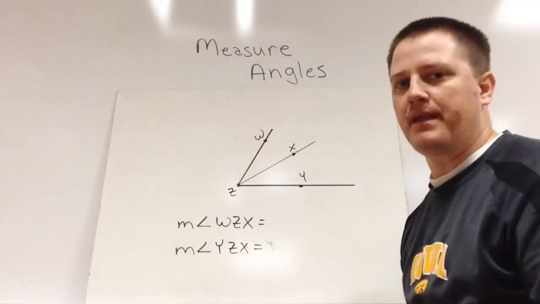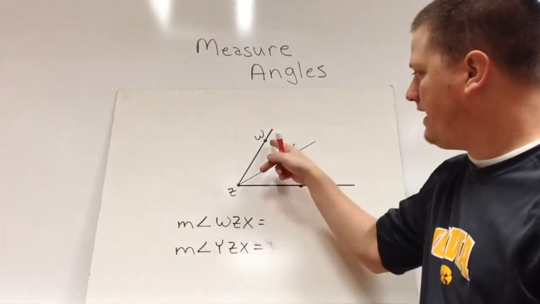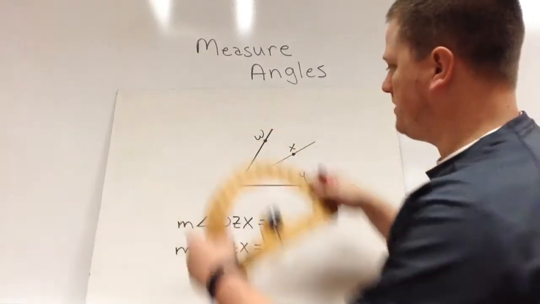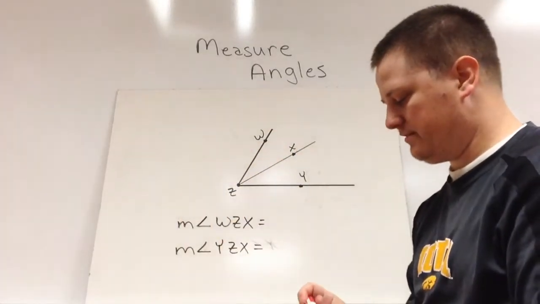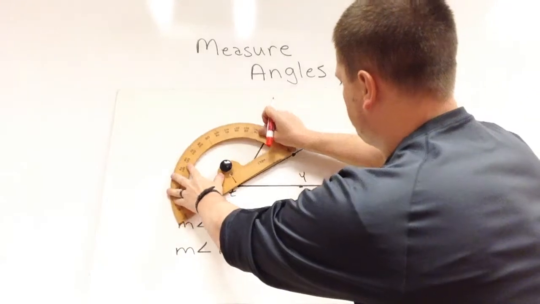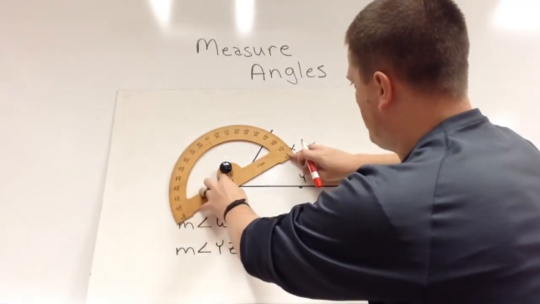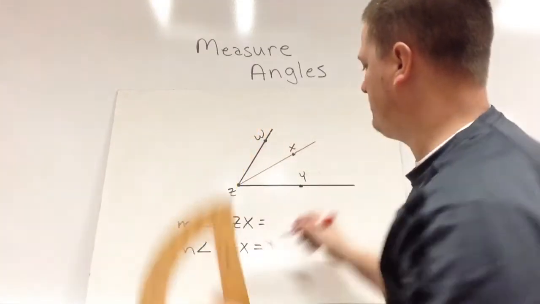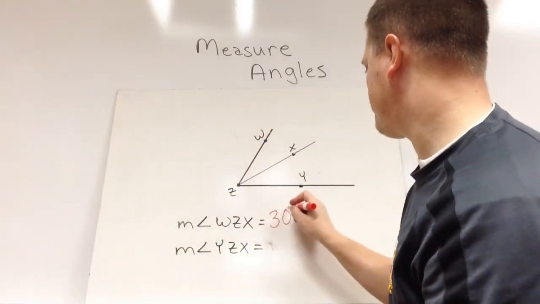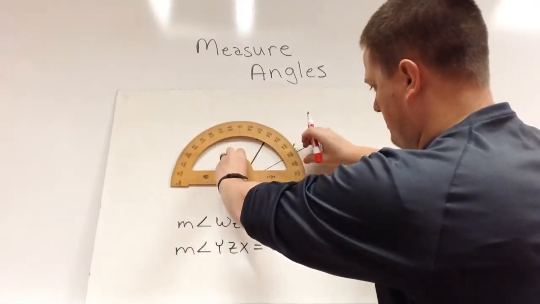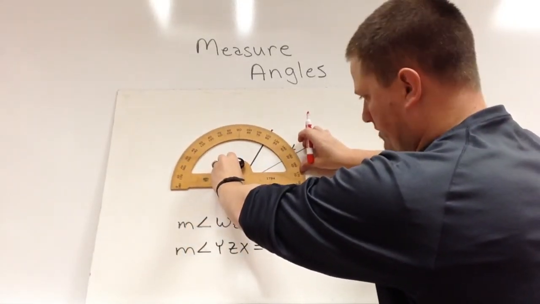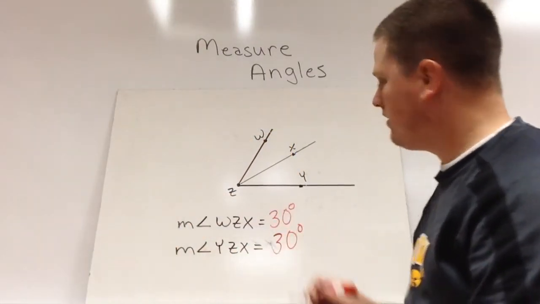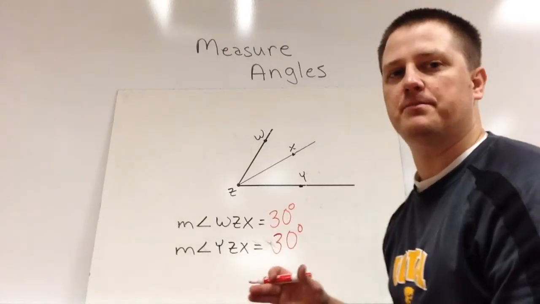Lastly, we have this angle, and I've got two angles I want to measure, angle WZX and angle YZX. So I'm going to measure these. I'm going to compare their measurements. So this one looks to be 30 degrees, and this one looks to be 30 degrees also. So what we have is we have two equal measurements of angles.